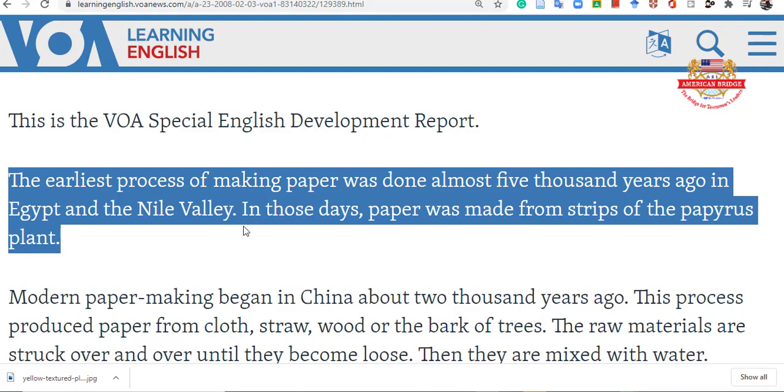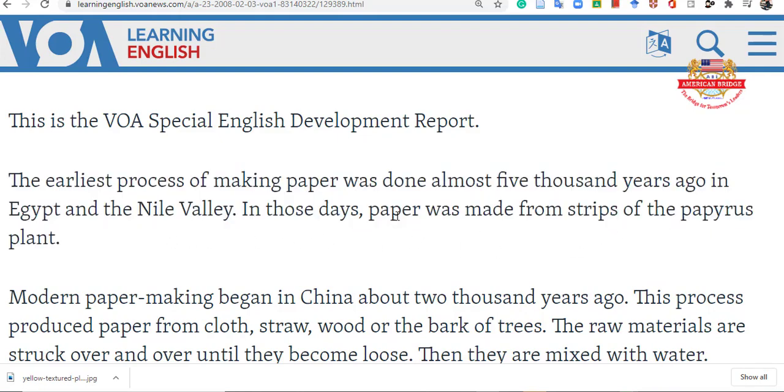So the question is, in the past, what was paper made from? In this text you hear that paper was made from strips of the papyrus plant. So what is the papyrus plant? You can see here.